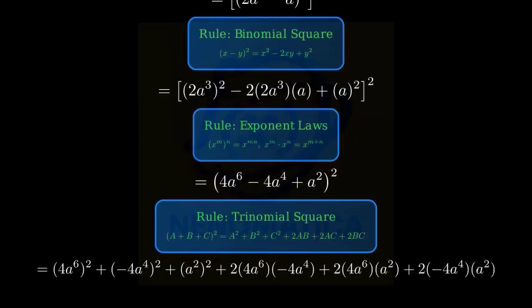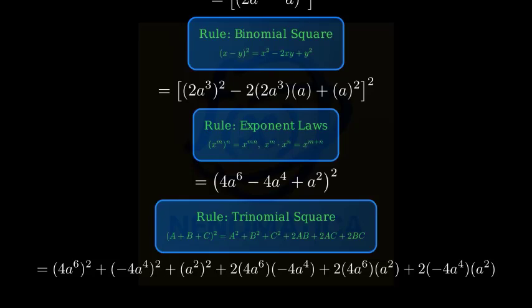We'll use the binomial expansion and expand it as the square of each term plus all the cross products. The squares of each term are 4a to the 6th squared, which is 16a to the 12th, negative 4a to the 4th squared, which is 16a to the 8th, and a squared squared, which is a to the 4th.